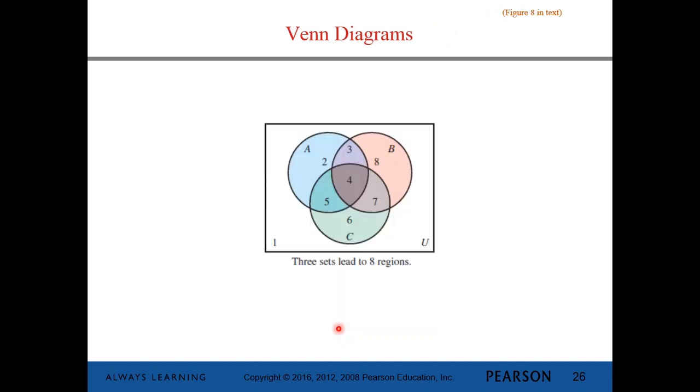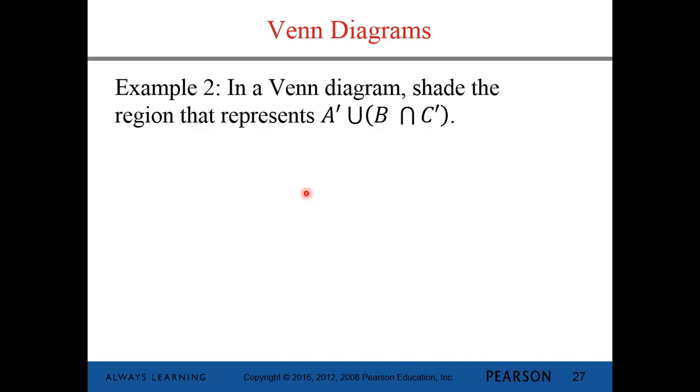Now, if we have 3 overlapping circles like shown in here, we end up with 8 regions. When we have a certain number of regions, one of the things we want to do is answer questions about, if we know we have like 500 objects, how many of those objects fall within each one of these regions. And we can do that by just critical thinking, using the information that's given to us and understanding how the Venn diagram works. Okay, so here's an example.